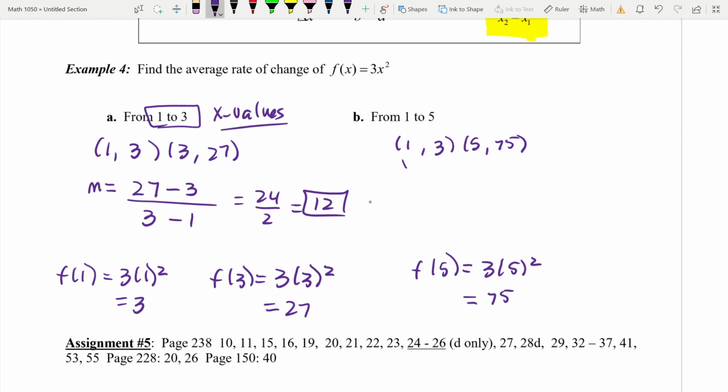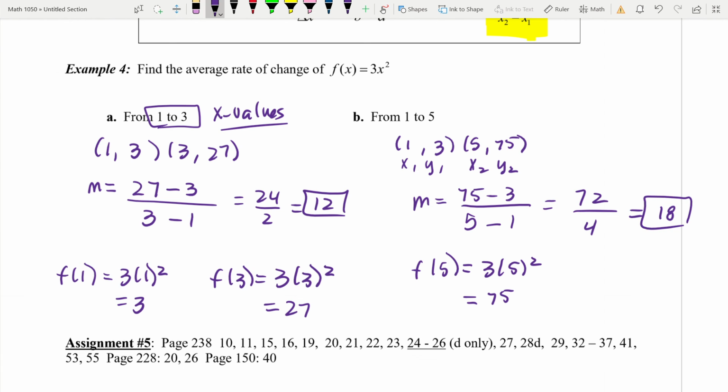If it helps you, label them: x sub 1, y sub 1, x sub 2, y sub 2. I'm not going to make you label them, but if you want to, that's great. Then the formula is y sub 2, which is 75, minus y sub 1, which is 3, over x sub 2, which is 5, minus x sub 1, which is 1. That is 72 over 4, and 72 over 4 is, anybody know? 18. 18, thank you. 18 is your answer, and you're done.